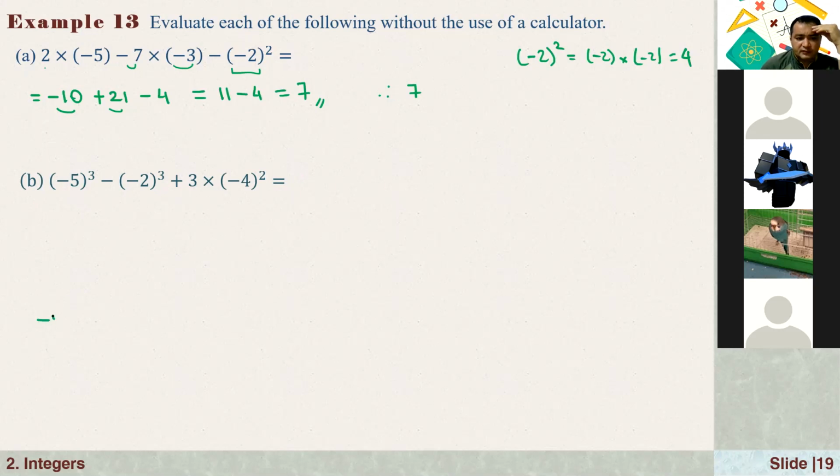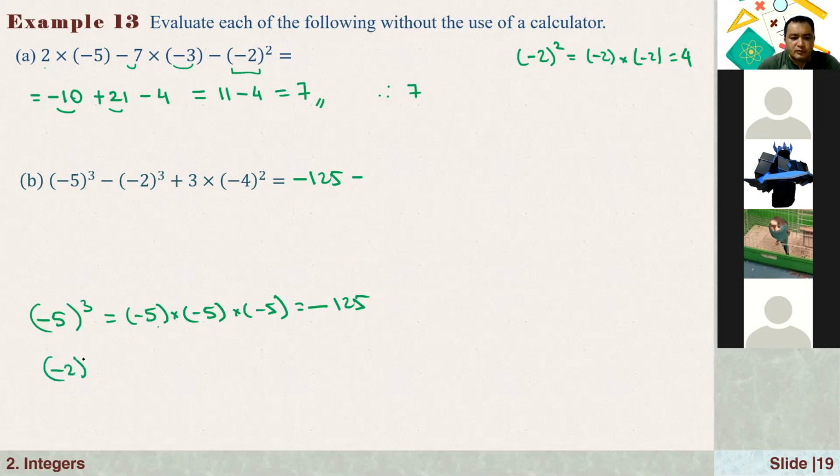What does this -5 cubed mean? That means we should multiply the number 3 times, right? So that is multiplying -5 three times: -5 times -5 times -5. Minus times minus is plus, plus times minus is minus. So the result will be negative. 5 times 5 is 25, 25 times 5 is 125. So here I have -125.